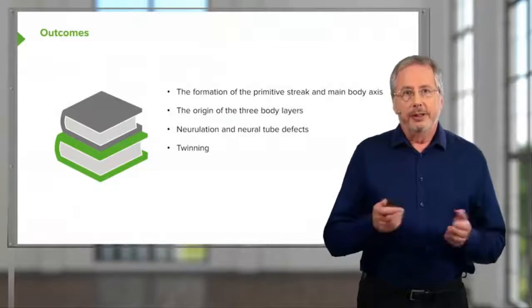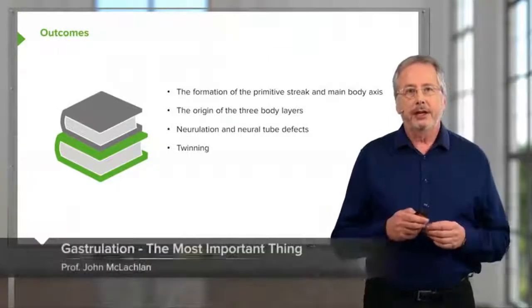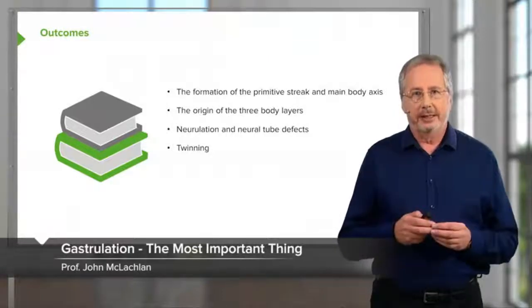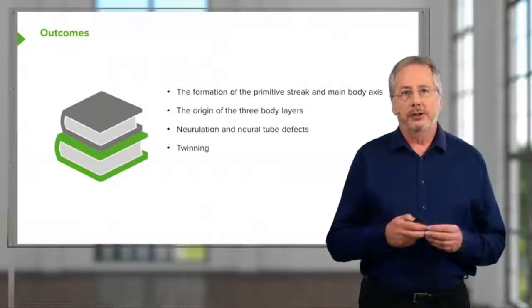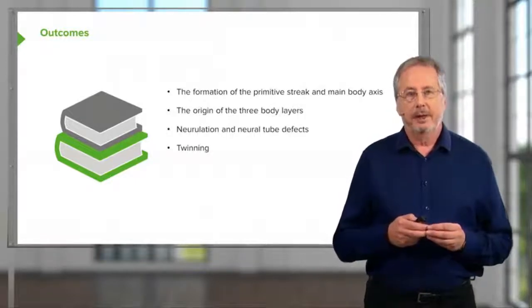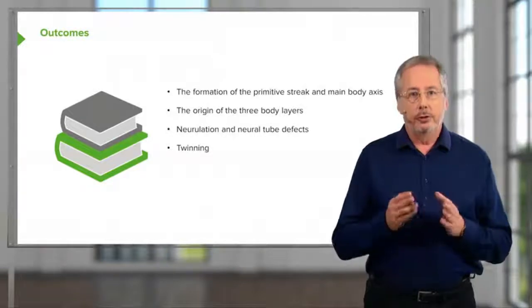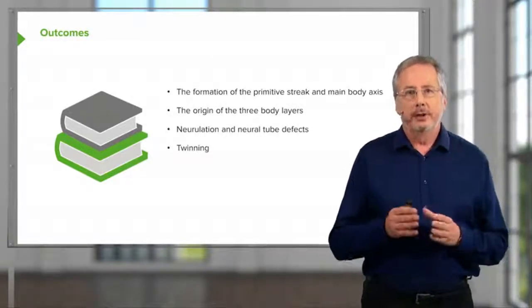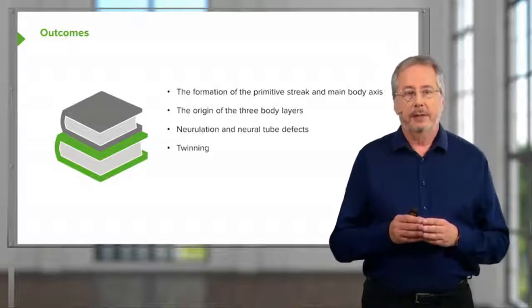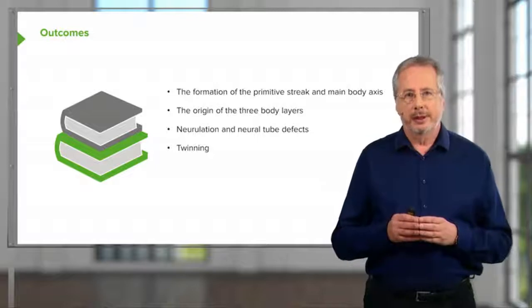So what we're going to do is to look at the formation of something called the primitive streak, and that gives rise to the main body axis. And at the same time, we go from having 2 body layers to 3 body layers. Just after this process, we also have neurulation, when the neural tube begins to form. And obviously, this is a key time in the formation of neural tube defects. And finally, we'll look briefly at twinning and the different varieties of twinning that you can get.